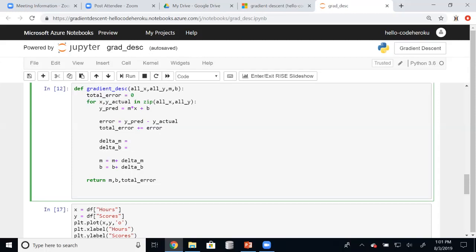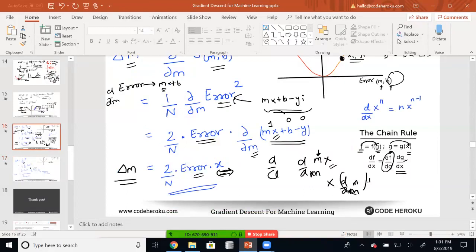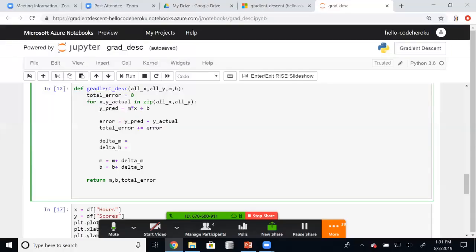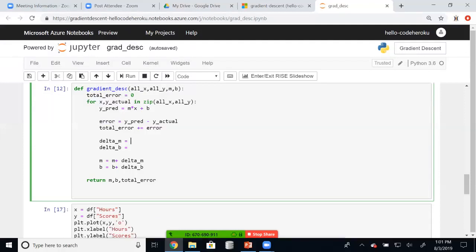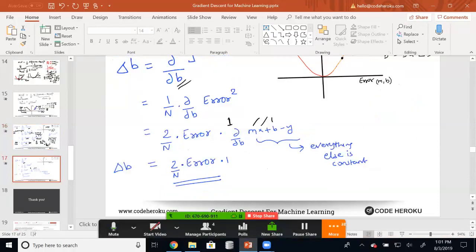So it should be pretty straightforward over here. If you look over here, the error for delta m, the equation is, as I said, ignore the 2 by n, because I'll tell you why we don't need that. That's a constant. It is error times x. So not the total error, but just the error times x, and delta b over here is just the error itself, right? So if you take 2 by n and everything else out, you're just left with the error itself. So this should be error.